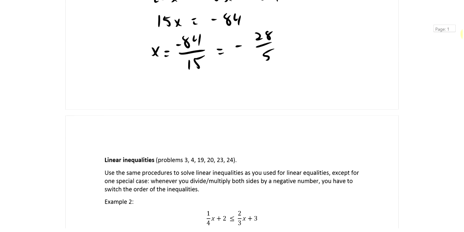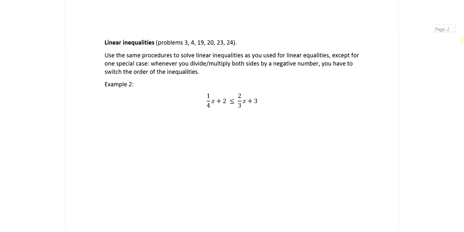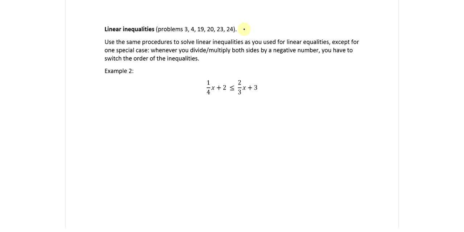Okay. Linear inequalities, like problems 3, 4, 19, 20, 23, and 24, are pretty much the same. You use the same procedures to solve linear inequalities as you use for linear equalities, except for one special case. If you divide or multiply both sides by a negative number, you have to switch the order of the inequality.